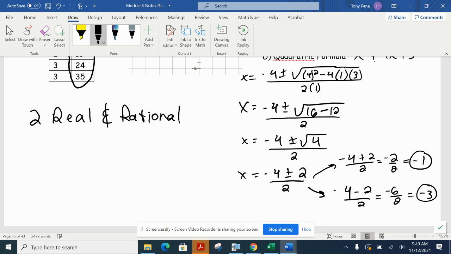Remember, we started at the beginning of this chapter irrational versus rational. These are rational numbers. I could write this as a decimal if I wanted, but that decimal terminates. It doesn't go off, not repeating. So we have two real and rational numbers.